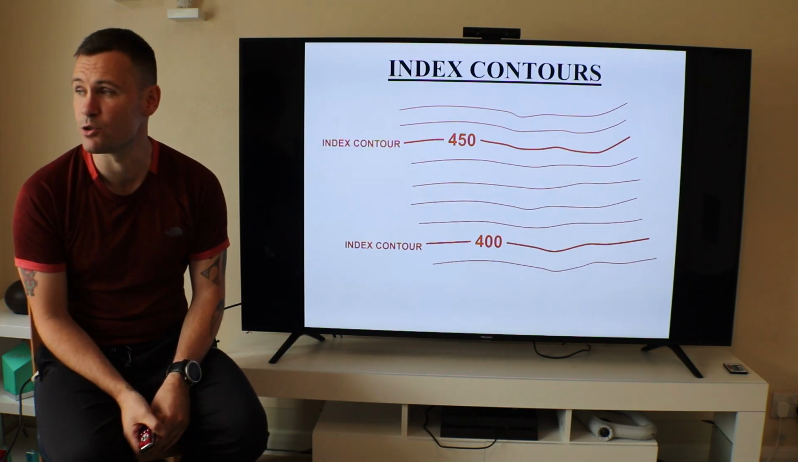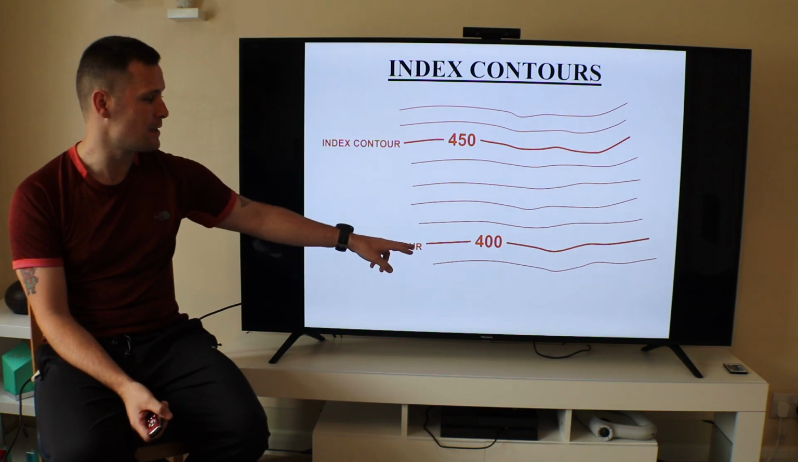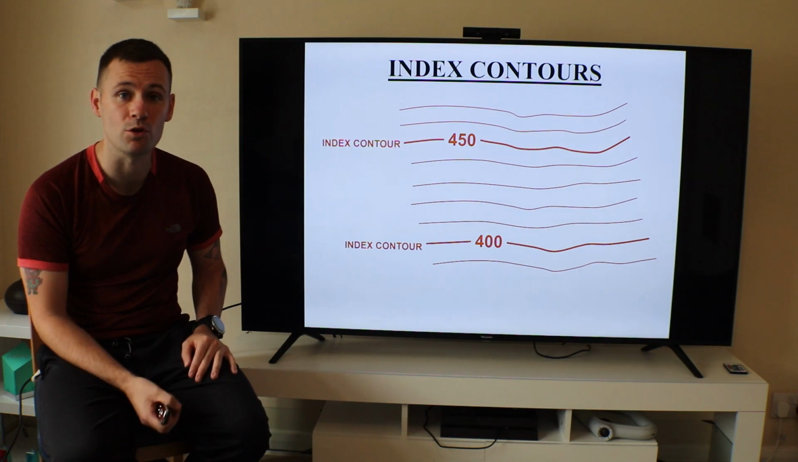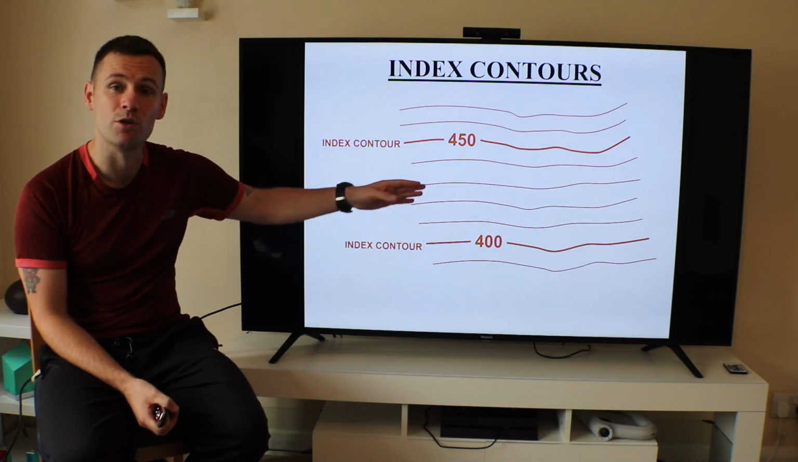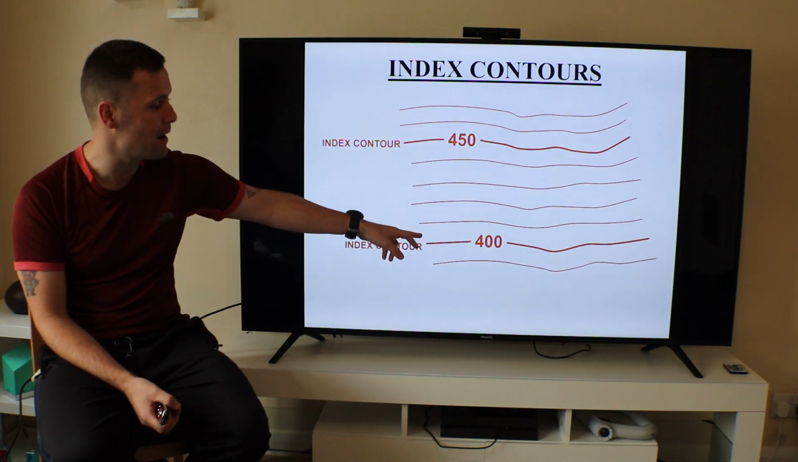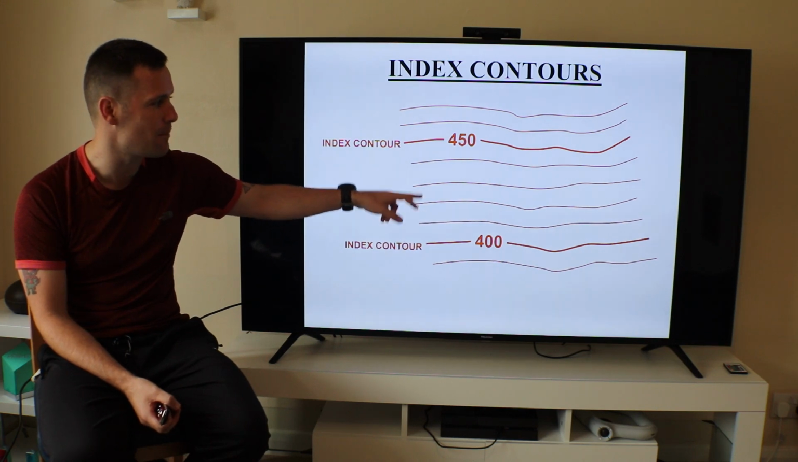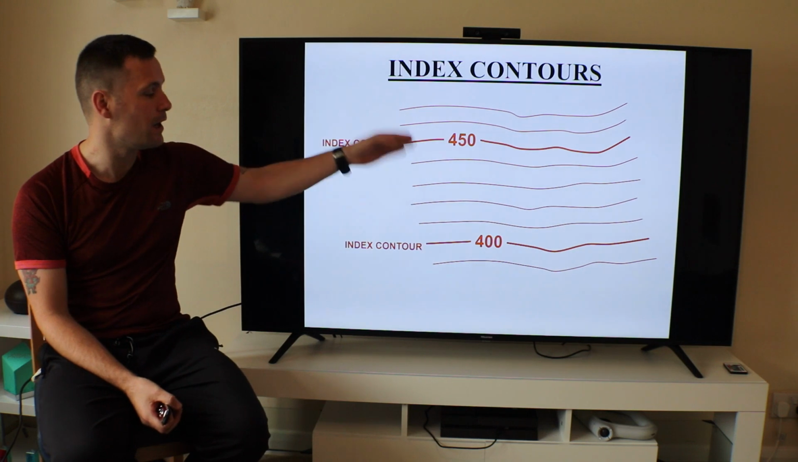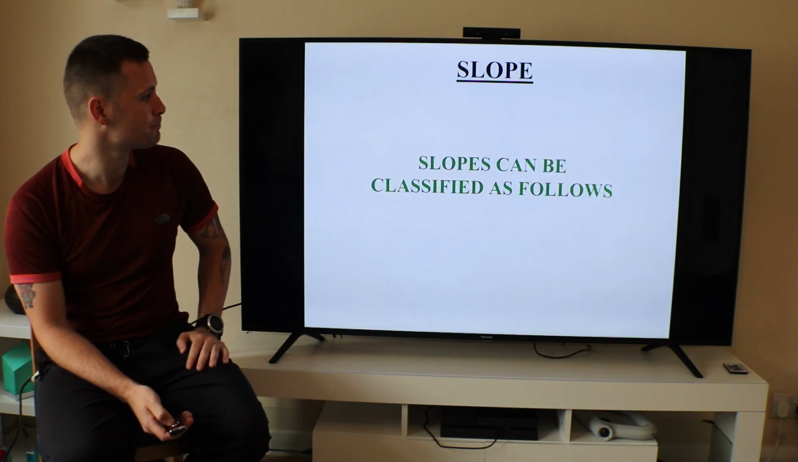What is an index contour? Your index contour is the thick brown line, usually every 50 metres. So if you want to count contours a lot quicker, just look for that. The contour value on this map is 10 metres, so each contour is another 10 metres climbed. But the index contour is the thick one where you can count every 50 metres.